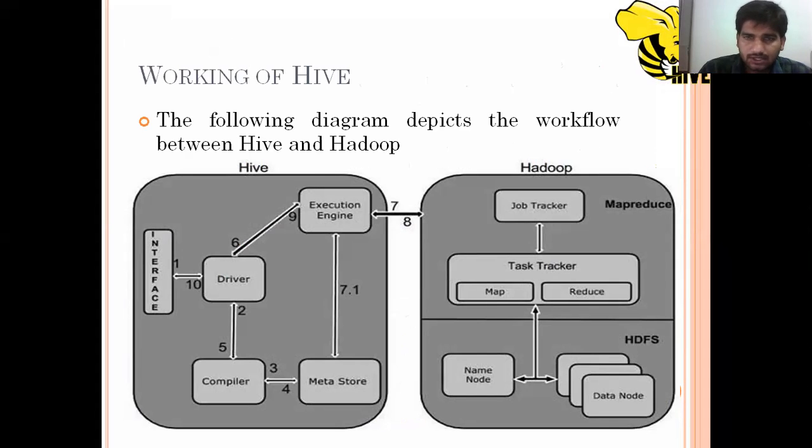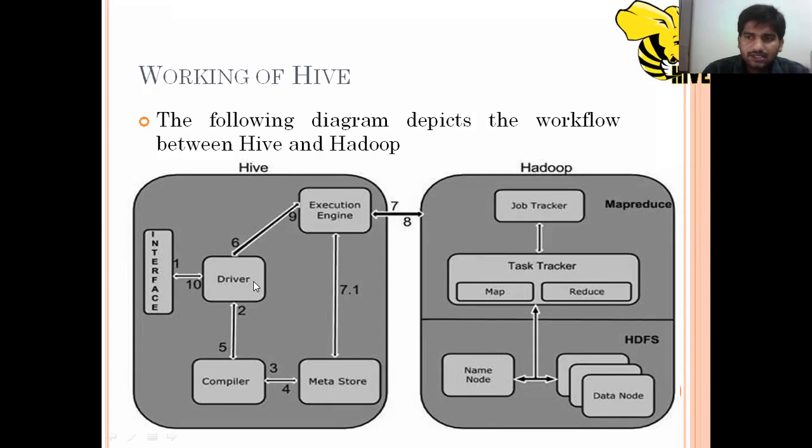What is the process in that? See here, first we have the interface. Through the interface, we submit the query to the driver to process on the data. The data is available at the metastore. In order to process this data, we need to write the commands. Hive is mainly for developers to write SQL-like commands. So the interface provides the query and submits it to the driver.